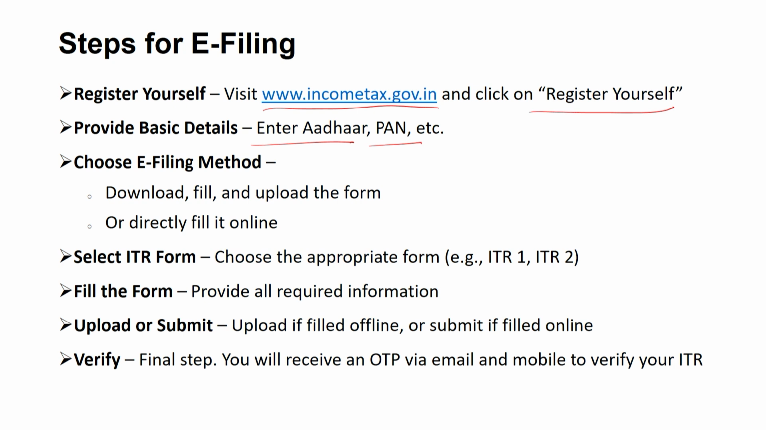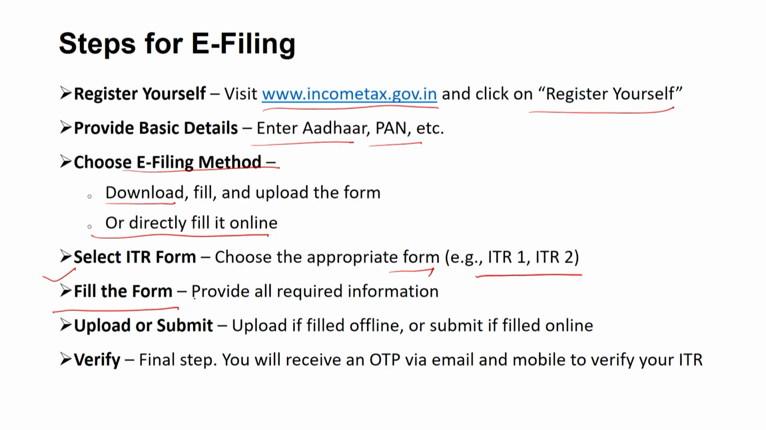Then you need to choose the e-filing method. Either you are going to download it, fill it and then upload the form, or you need to directly fill the form online. You can choose any of the methods. Then you need to select the ITR form. So the appropriate form must be selected by you by categorizing yourself as a different type of assessee as given in the act. So ITR 1, 2, 3, 4, in whichever category you fall, you need to select the form.